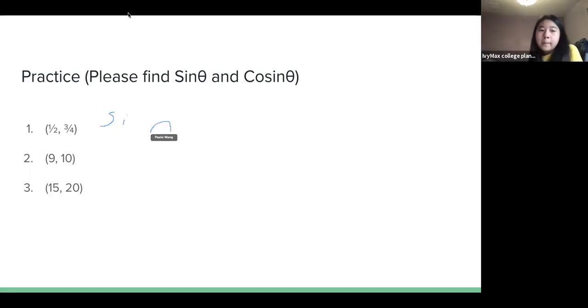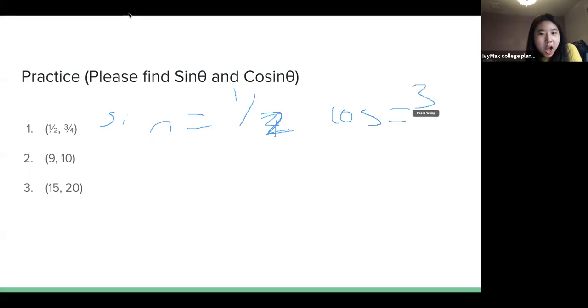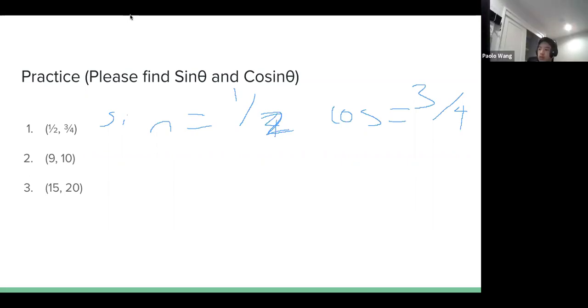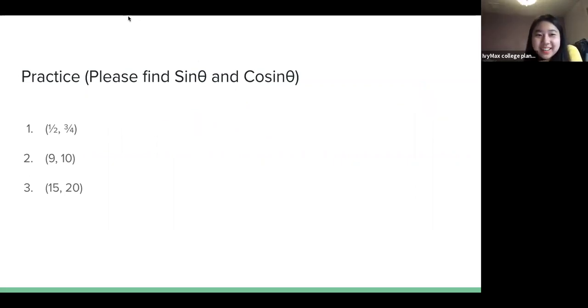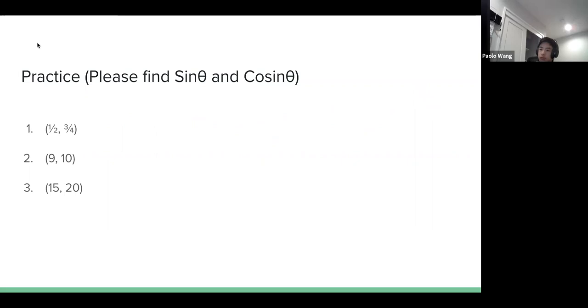So sine is equal to 1/2, and cosine is equal to 3/4. I think sine is equal to 3/4, and cosine is equal to 1/2. Oh right, yeah, I forgot about this. Yeah, so sine is equal to 3/4 and cosine is equal to 1/2. And it's the same for these as well.